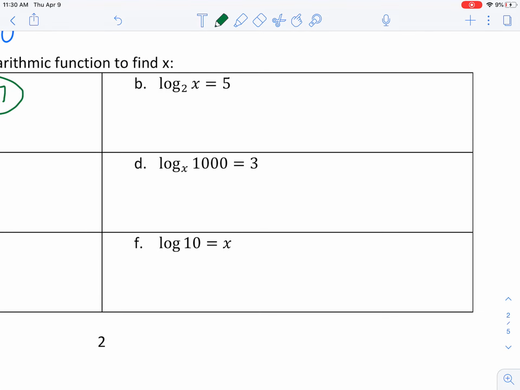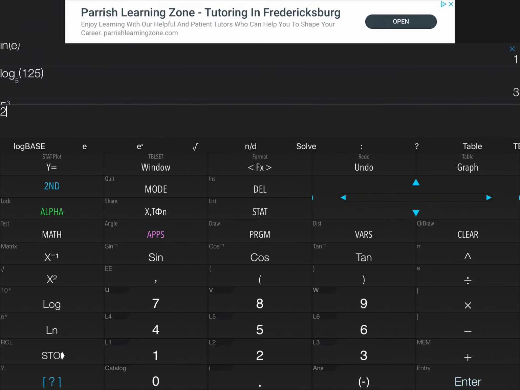Let's look at the next one. Log base 2 of x equals 5. What are they asking? What is 2 to the 5th power? That's what they're asking. So 2 to the 5th power is, was it 64? I forgot. Let me do it.